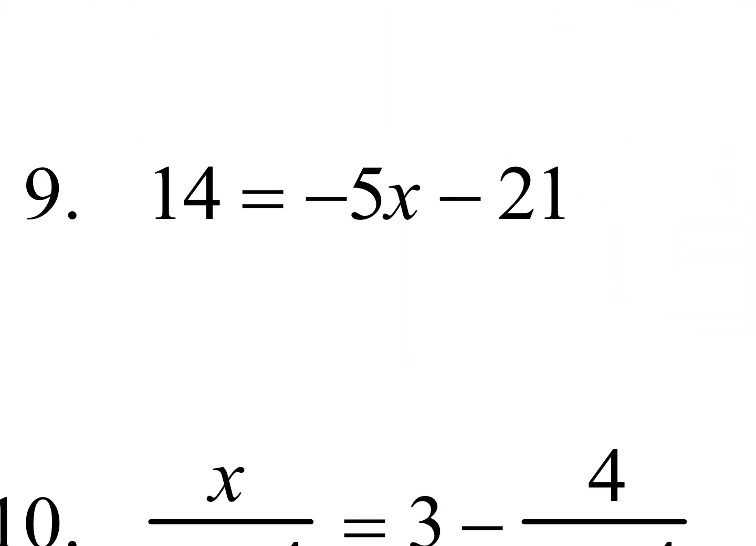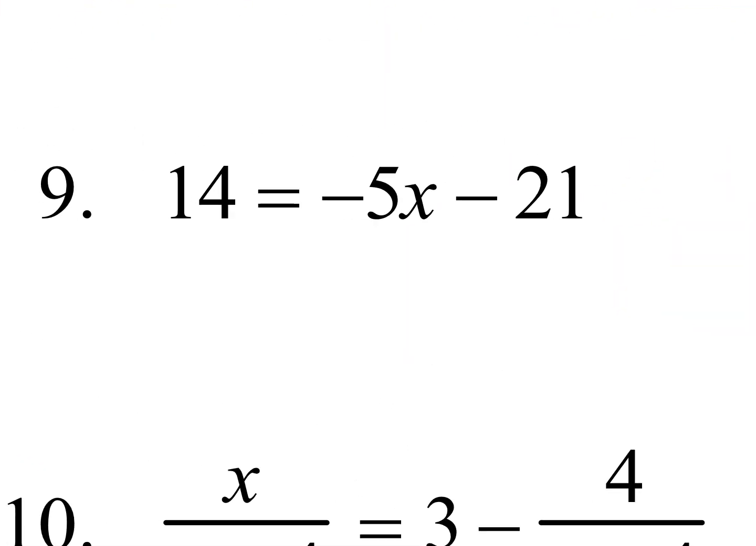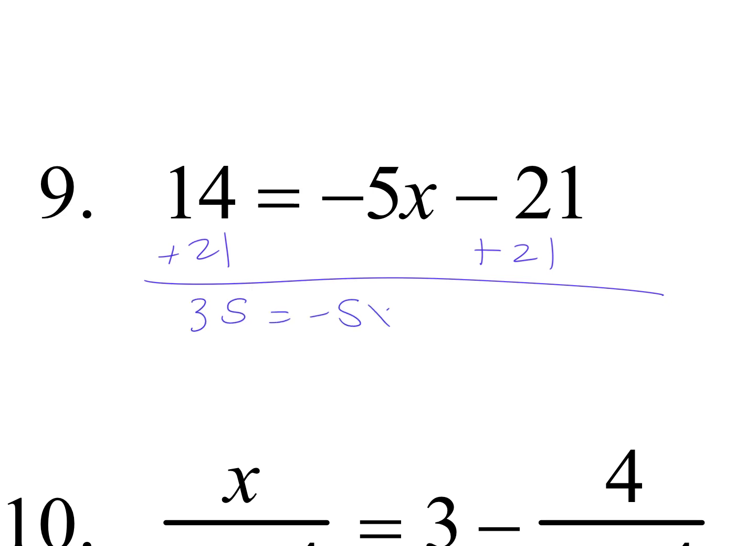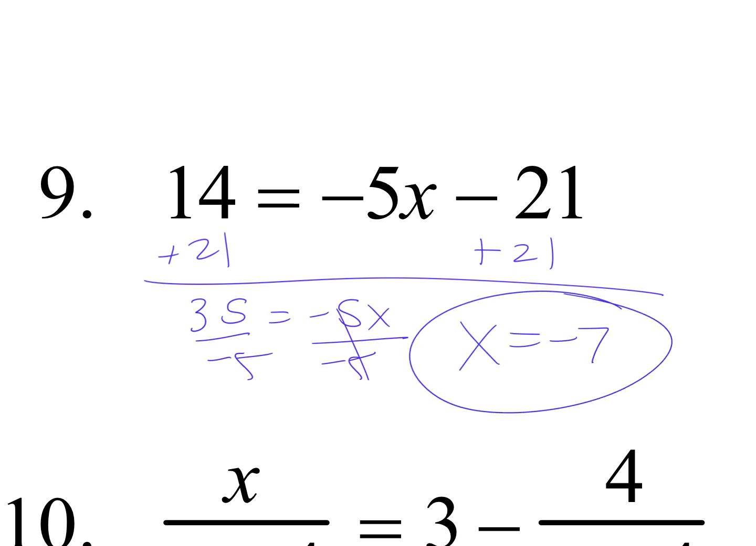All right, let's look at number 9. I could do number 9 right here. Number 9 is just a basic linear equation. You want to get x on one side, numbers on the other. So I'm going to add 21 to both sides. So I have 4 plus 1 is 5. 35 equals negative 5x. Divide both sides by negative 5, and x equals what? Negative 7. Simple enough. We hope there's a bunch of those. There probably won't be, but you hope so.